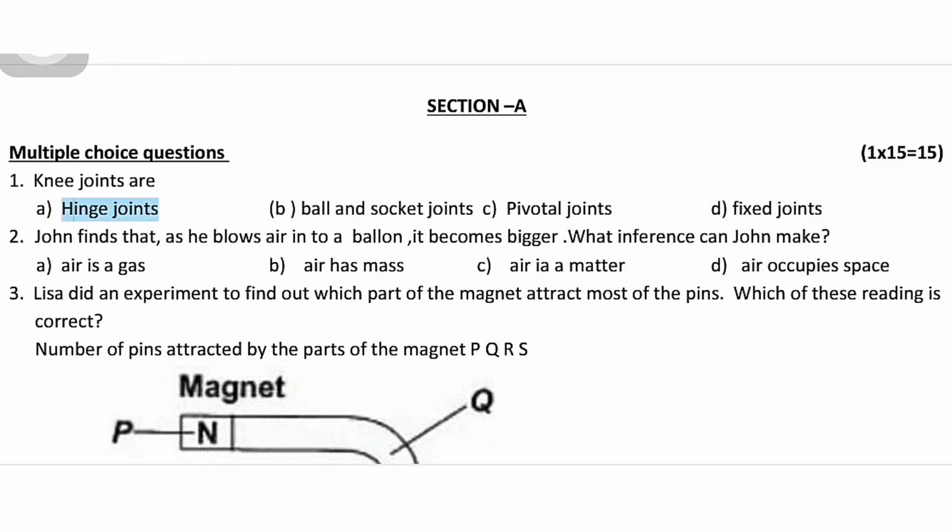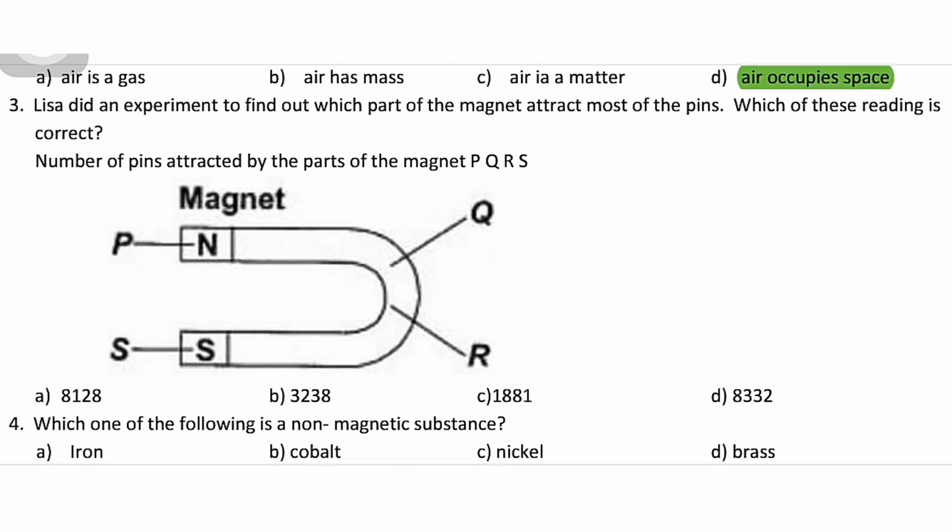First question: knee joints are hinge joints. Next, John finds that as he blows air into a balloon, it becomes bigger. What inference can John make? Air occupies space. Next, Lisa did an experiment to find out which part of the magnet attracts most of the pins. Which of these readings is correct?